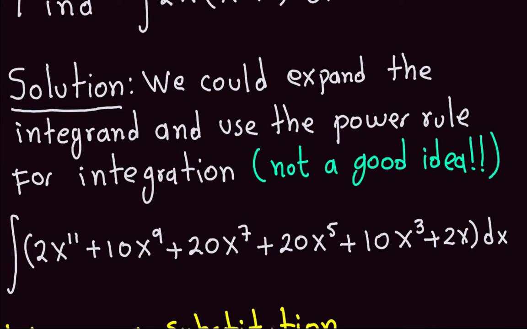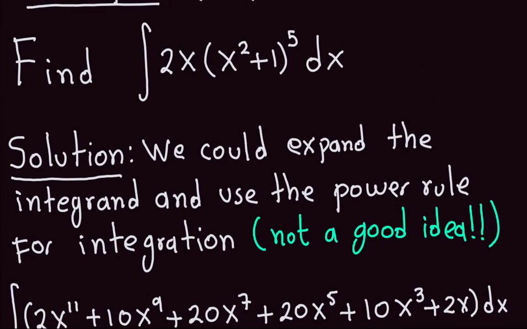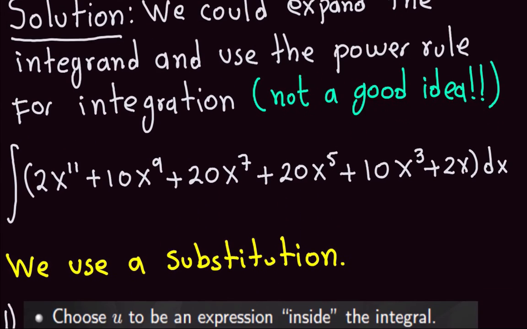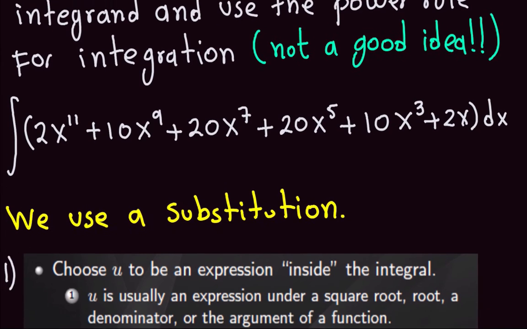But you don't want to do that. The reason is that, for example, if I change this power to 12, then this expression will be truly too long to do it like that. So the best way to do this is to use a substitution. Let's go ahead and do that. Again, this is not a good idea to do it that way, so we're going to use a substitution.